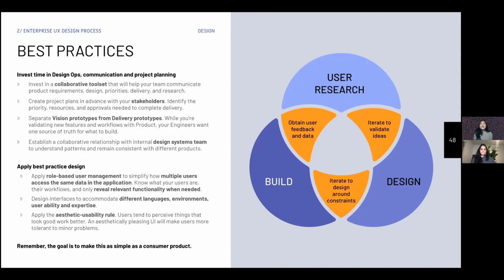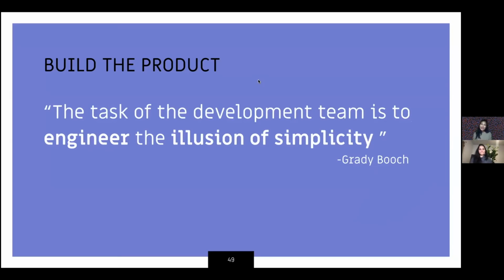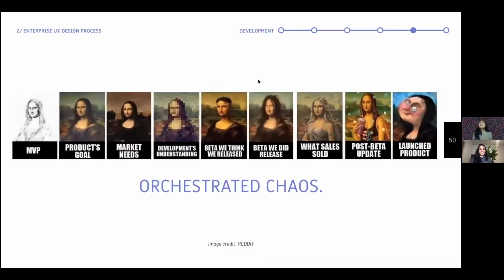Now, when it comes to building the product, this is the hairy part. The task of the development team is to engineer the illusion of simplicity. And let me show you what this is like. It essentially is orchestrated chaos. And this is the best part, I think, about designing for enterprise, because you're working with a lot of people with a lot of moving parts in order to deliver the right product to your customer. Now, what does this look like?